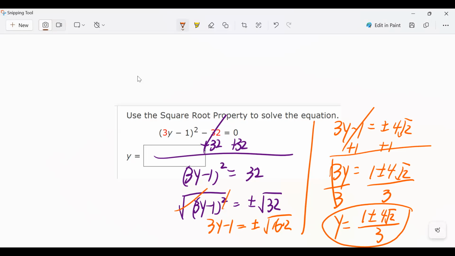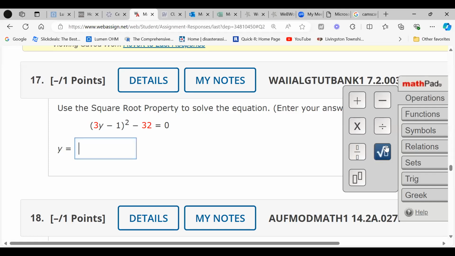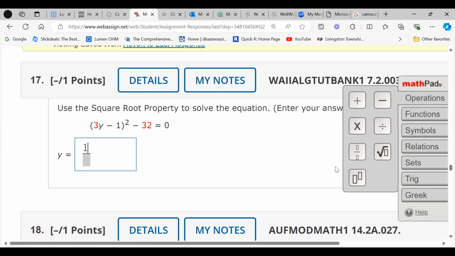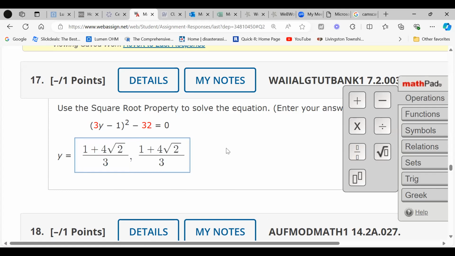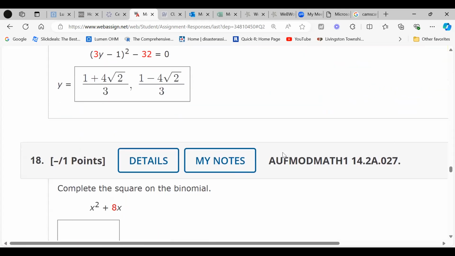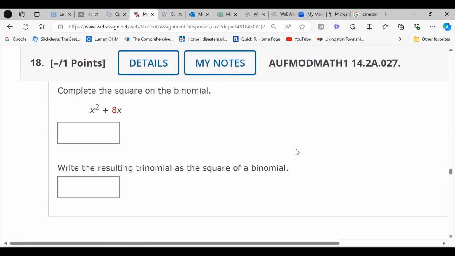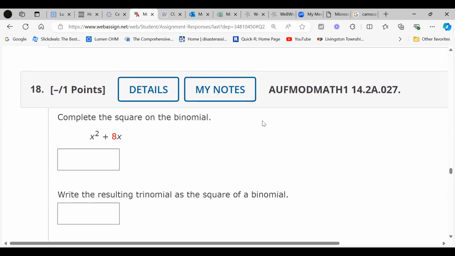Any question about this? So we're going to put in two answers. 1 plus 4 radical 2 over 3. And then 1 minus, copy paste this. Yep, 1 minus 4 radical 2 over 3. Yep, that will be 17, 18.